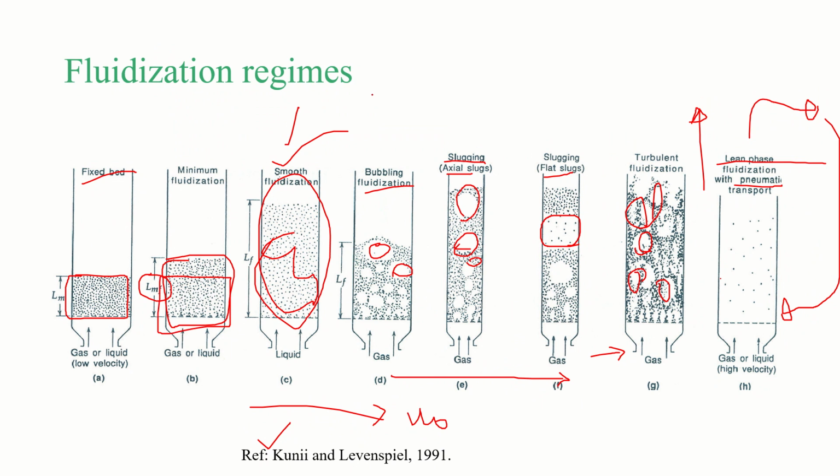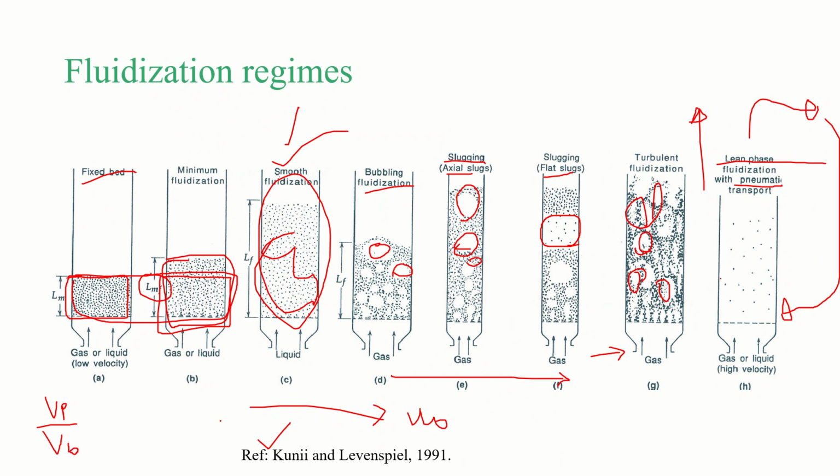For example, consider this region alone. In this region, there are more particles, so the volume of the particles should be more, right? So in the total volume of the bed, let us take the volume of the bed.